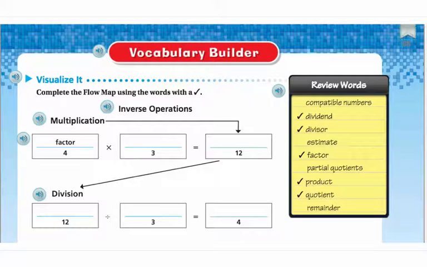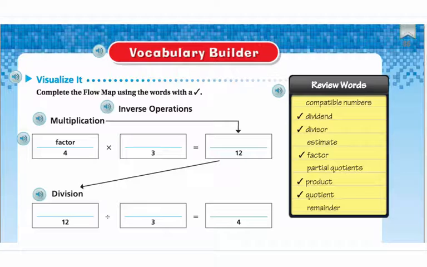Students, in Chapter 2, we are going to be working on dividing whole numbers. So in our vocabulary for Chapter 2, we are going to encounter some review words, and also some words that we might not remember. This vocabulary builder is going to help prepare us to be successful when we come across these different terms throughout Chapter 2.